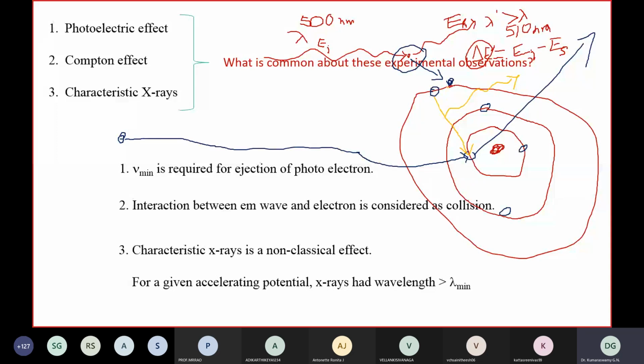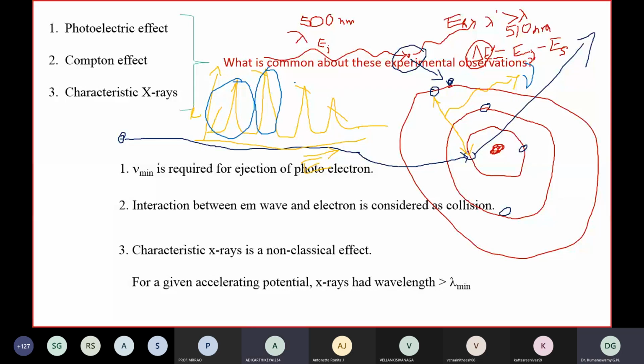When you plot this, this is the energy of the emitted electromagnetic radiation, and this is the intensity. What do you get? Like this, with also some continuous part. This discrete nature of the emitted radiation, nu, was not expected. This is a non-classical effect.